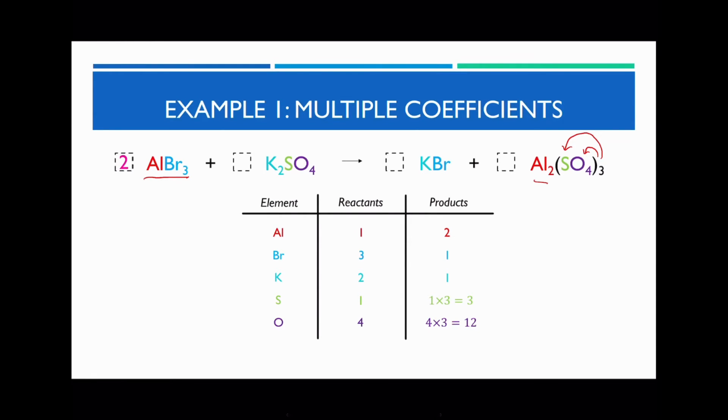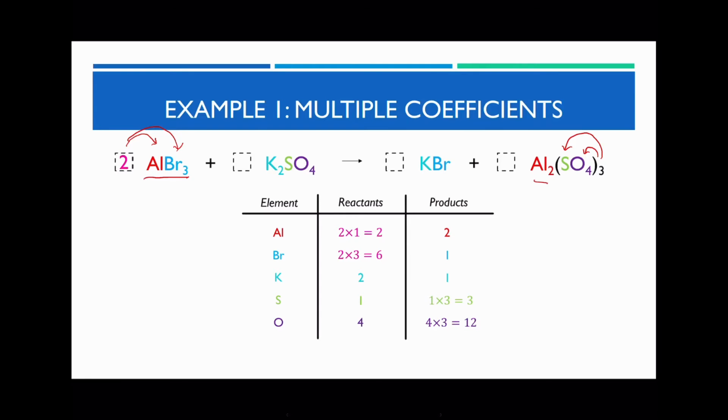So I'll add a 2 here. By adding 2 over here, this will change the number of aluminiums as well as the number of bromine atoms in total. So now this is 2, so this is now balanced. But this affects the number of bromine atoms. So now you've got 2 multiplied by 3, so 6 bromine atoms in total in my reactants.